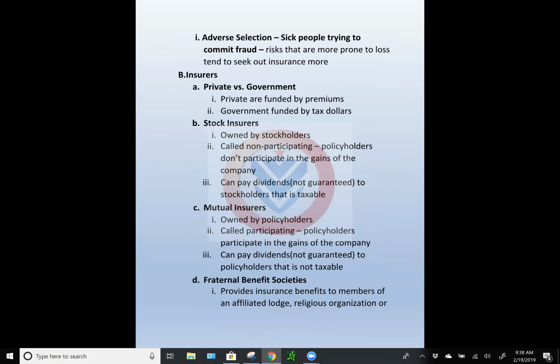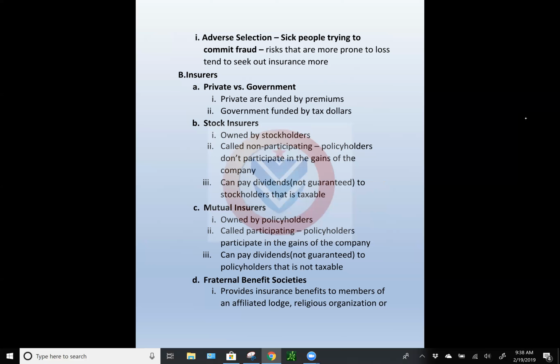This next term is very important for your test: adverse selection. Adverse selection are risks that are more prone to loss, who tend to seek out insurance more than the average risk. The way I would like for you to memorize it is sick people who are trying to commit fraud. That is adverse selection. And I'll talk more about adverse selection later on when we get into underwriting.